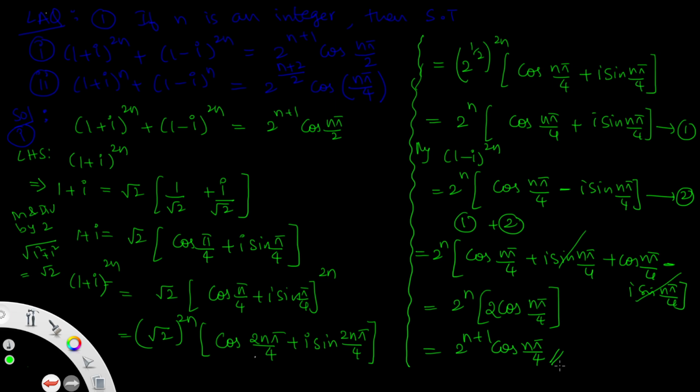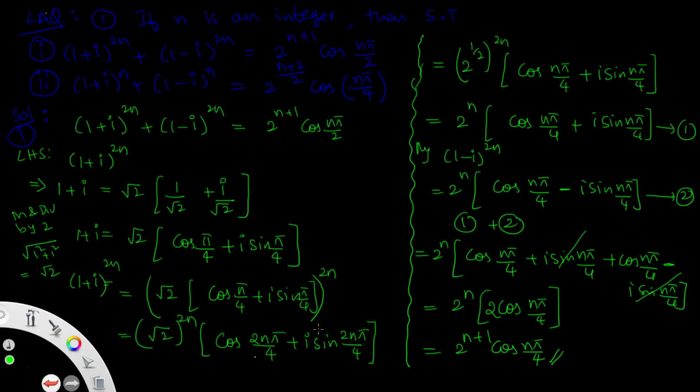Similarly, (1 plus i) raised to the power of 2n is root 2 power 2n into (cos 2n pi by 4 plus i sin 2n pi by 4). So 2 to the power of half, raised to 2n, goes to 2 power n into (cos n pi by 2 plus i sin n pi by 2). Similarly, (1 minus i) to the power of 2n is the same, with only the sign different: cos n pi by 2 minus i sin n pi by 2.